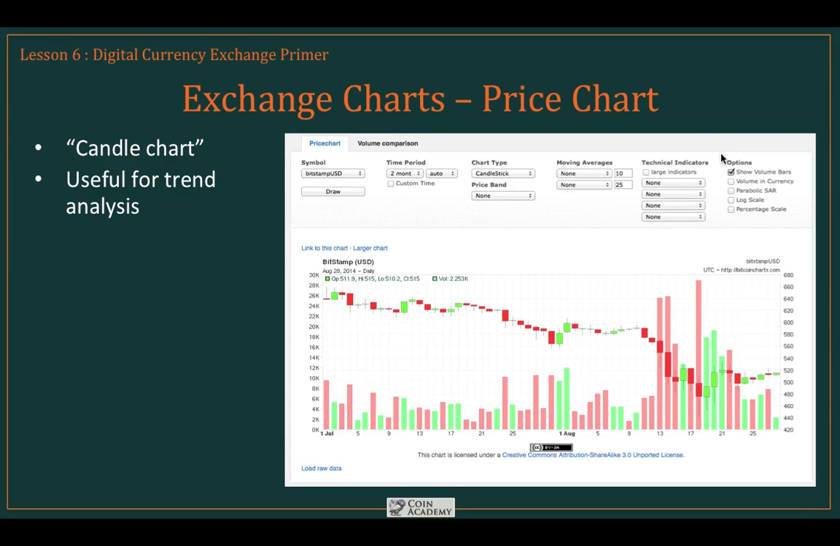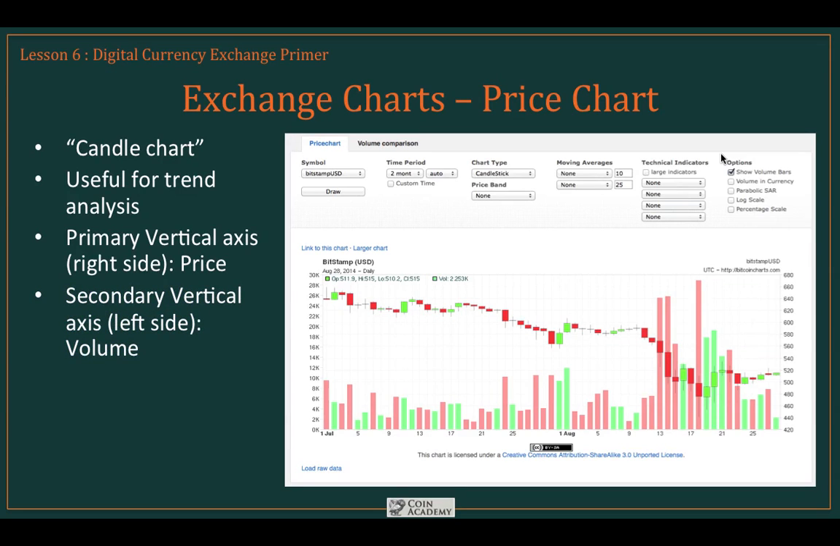It's really useful for trend analysis. Not only does it tell us the current price, it tells us historical prices, volumes, and whether that day there were more buy or more sell orders. If you take a look at the primary vertical axis, that's on the right-hand column, you'll see the price in US dollars.